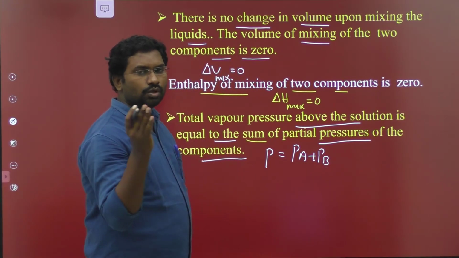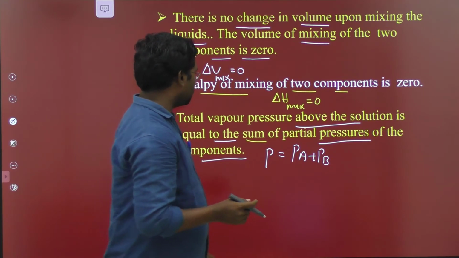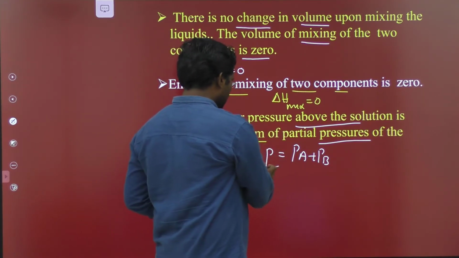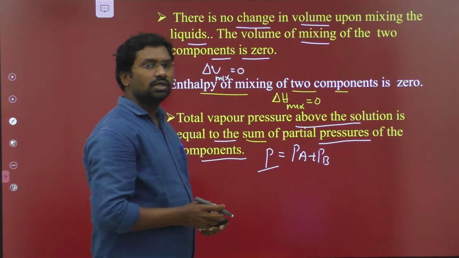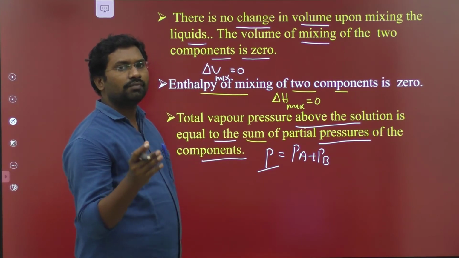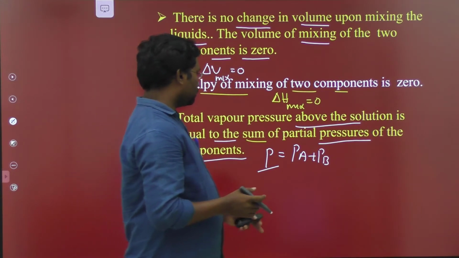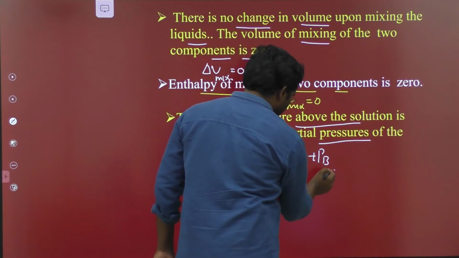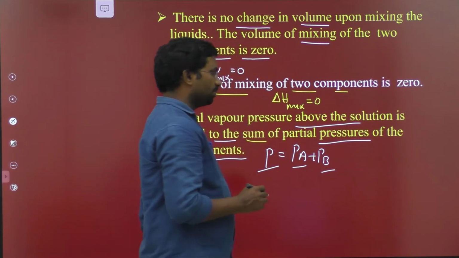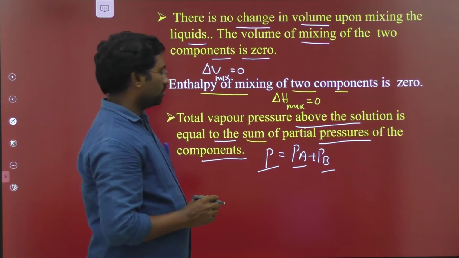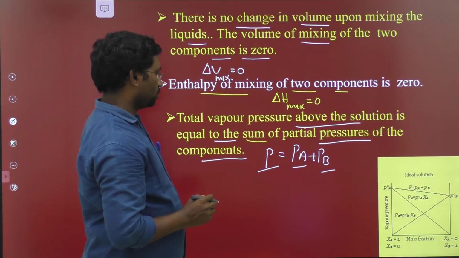Therefore, if the solution is said to be an ideal solution, the total pressure exerted by the given solution is equal to the sum of the partial pressures of each component present in the given solution, that is, the solvent and solute.